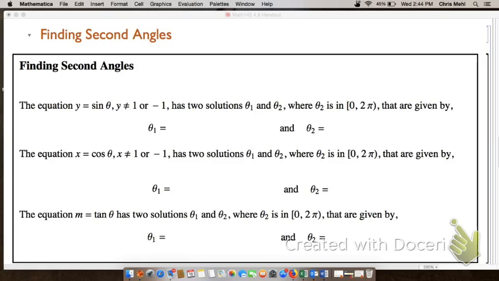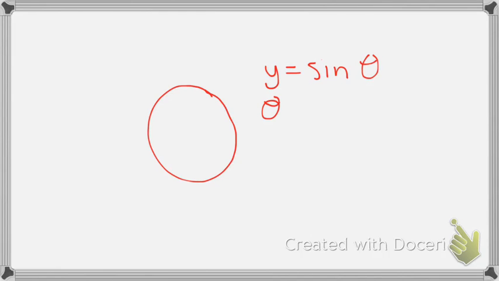The first solution is always going to be given by computing arc sine of the value of y. Okay, so that'll give you one angle, and that angle will be between minus pi over 2 and pi over 2. Okay, now for the second angle, so let me draw a unit circle here. Again, what we're trying to do is solve the equation y equals sine theta, and we already knew that the first angle was just given by arc sine of y.